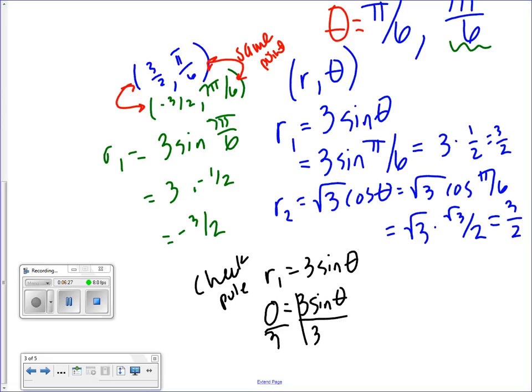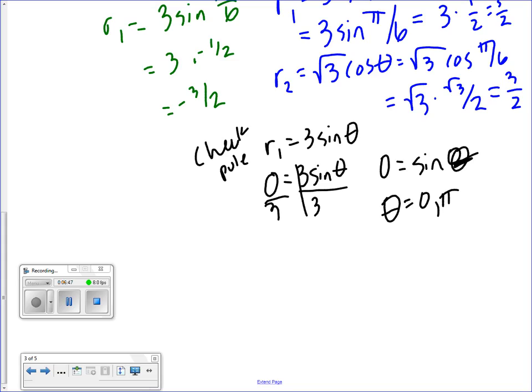So I'm going to plug in 0 for r, and I'm going to work this backwards. Dividing both sides by 3, 0 divided by 3 is just 0. So thinking about my unit circle, what angles have a sine of 0? Remember, sine's your y-coordinate. So theta is 0 and pi. That's for R1. Now let me check for R2.